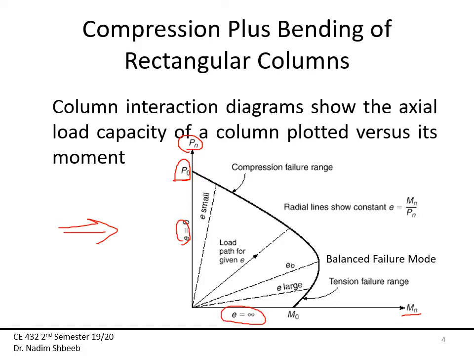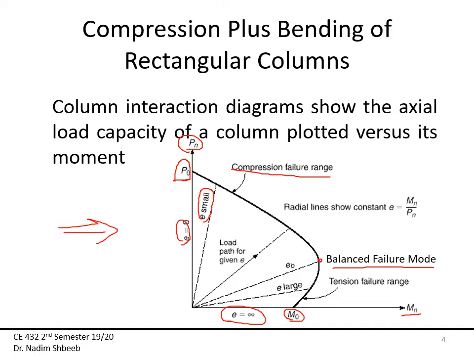If my eccentricity is large, and I'm going to say infinite, then I'm going to have a pure bending problem, and that's going to be my pure flexure moment that we also talked about in previous classes. And anything in between is a combination of the two. As long as my eccentricity is small, I'm going to have a compression failure, and that's going to happen until I reach the balance point. It's the same balance failure that we talked about, in which I have yielding of steel and crushing of concrete at the same time.